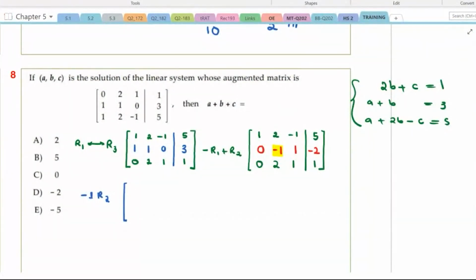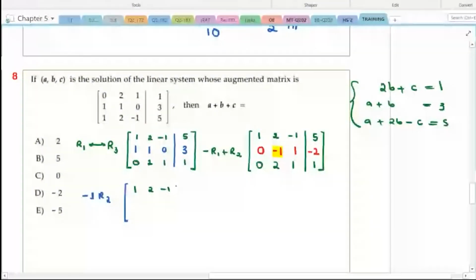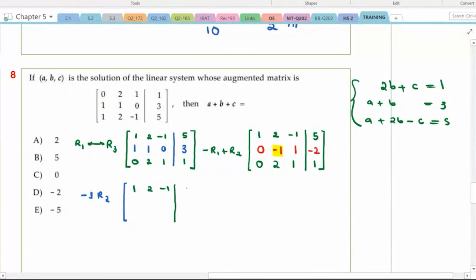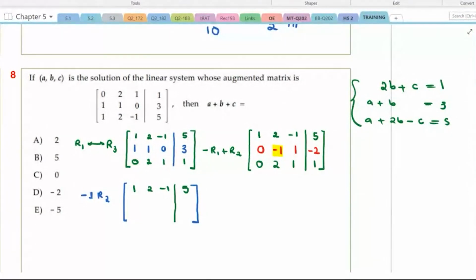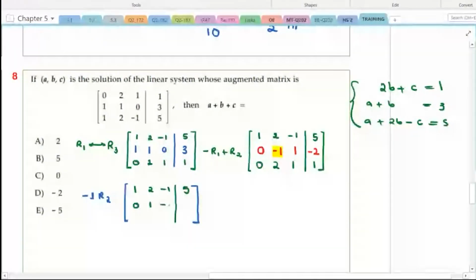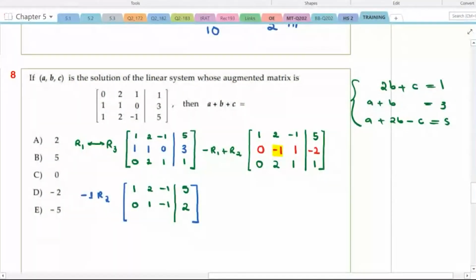So row number 1 is not changing. I have 1, 2, and minus 1. And then we have 5. Close the matrix. So here, multiply by minus 1. This is going to give us 0. This is going to be 1. And this is going to be minus 1. And this is going to be 2.